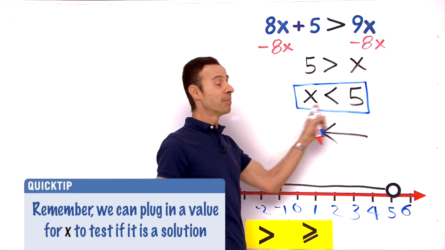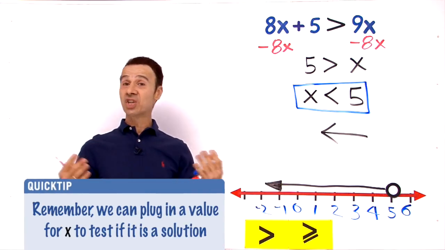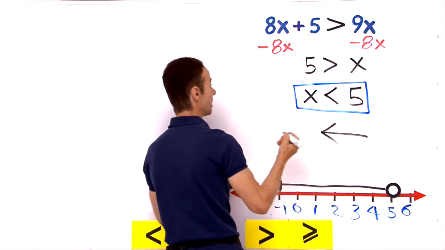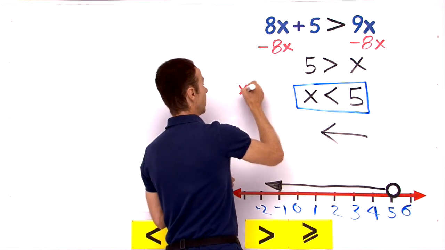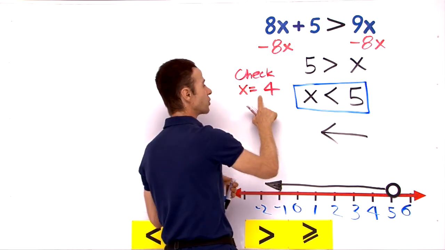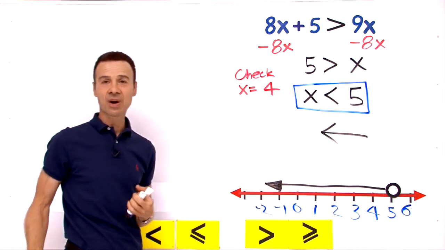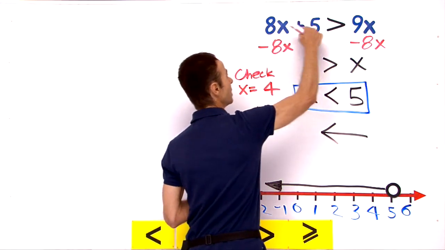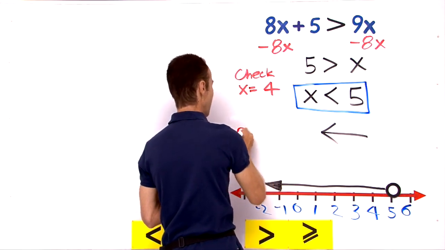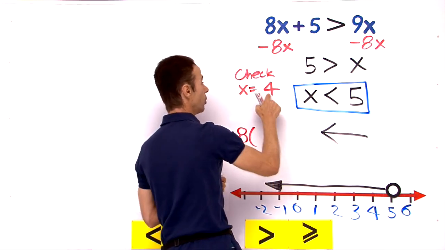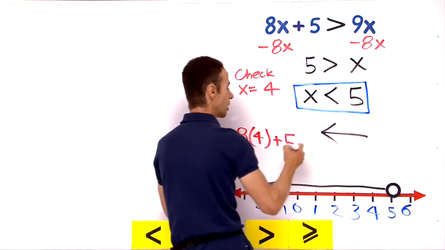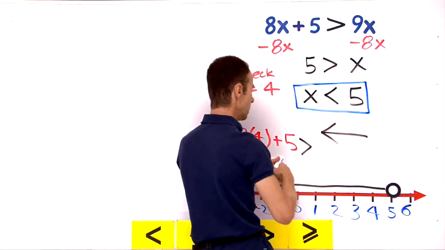Now what we can do is actually test and see if this is correct. So I'm going to pick a number that's less than 5 and see if it checks out or is true. Let's pretend we're going to pick the number, say, x equals 4. Let's do a check with that. Why? Because it's less than 5. So let's substitute x equals 4 into this inequality right there. So we have 8 times 4 plus 5, and that should be greater than 9.